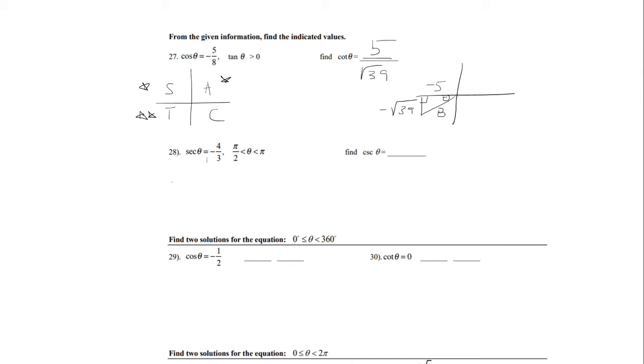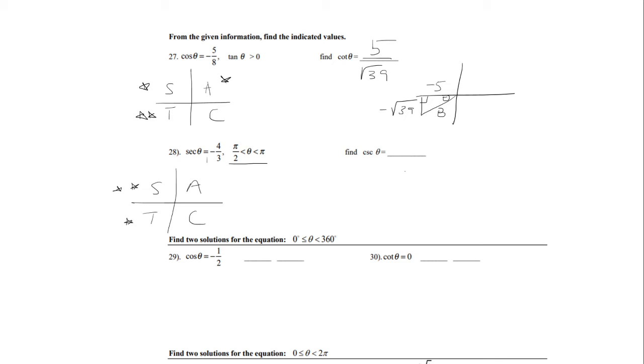28, we have secant is negative. So secant is 1 over cosine. So think of that as just cosine basically. So where's cosine negative? Again, that's second and third quadrant. And actually we're given that theta is between pi over 2 and pi, so that's clearly in the second quadrant.